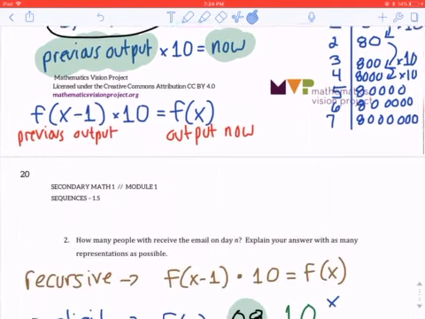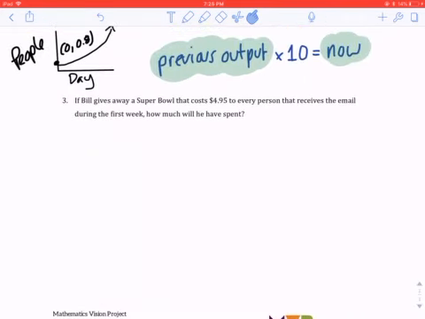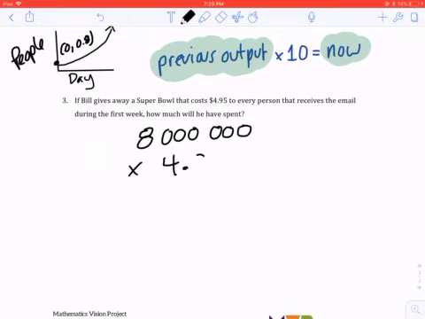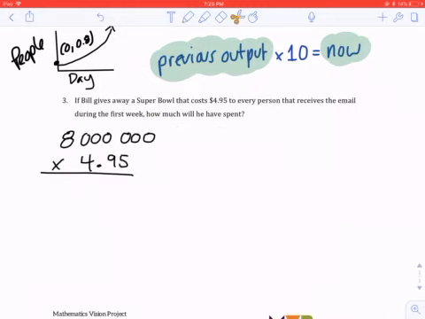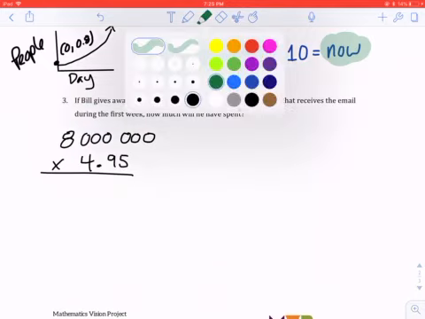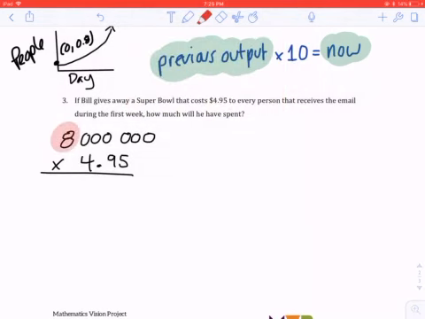So I'm going to go down here and figure out how much money you would spend. Well, I'm just going to have to do some multiplication. 8 million times 4.95. Now, I've seen people in the past do this. They multiply all those zeros out. They get these columns going. I'm going to show you something that might be helpful. Just worry about your non-zero values. I'm just going to deal with these. I'm just going to multiply those and watch what I do.